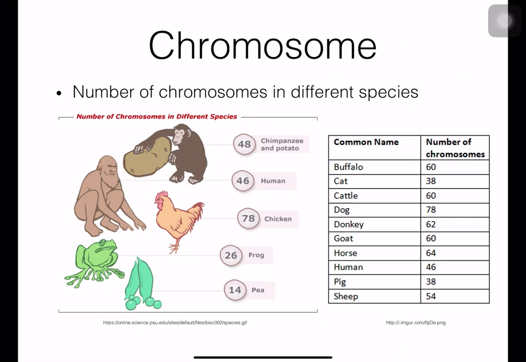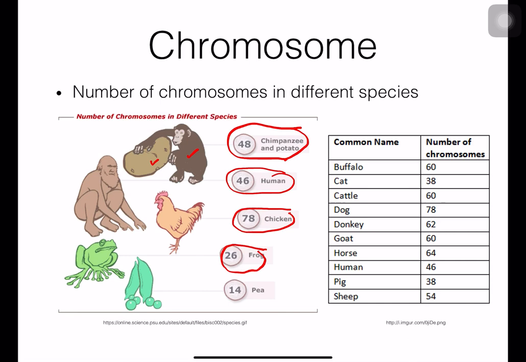Okay. The relationship between the numbers of chromosome in different species is represented here. You may see that the numbers of the chromosome here is quite specific. For the chimpanzee and potatoes here represent 48. Like this, they're the same. Okay. The human here, 46, and 78 is more than a human. And the frog less than the human, 26 and the pea 14. Okay. So the number of chromosome, they are not related to evolution of organisms, okay?